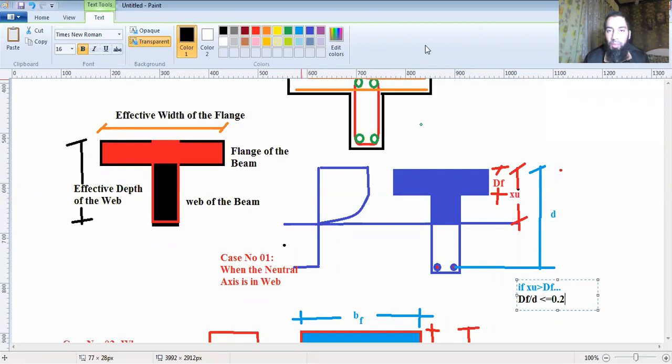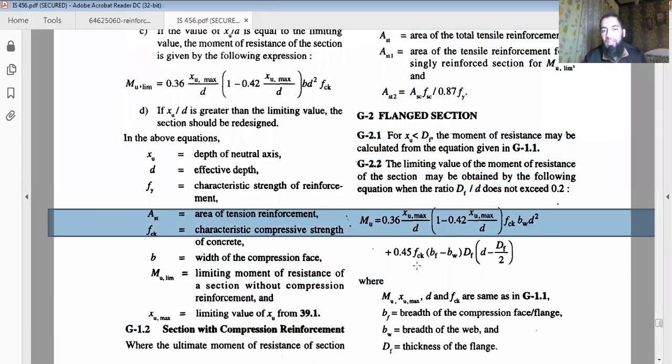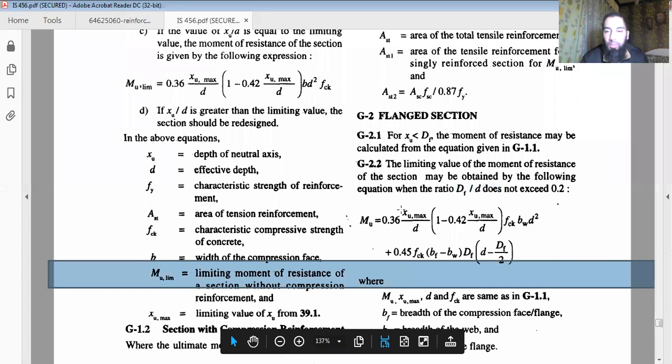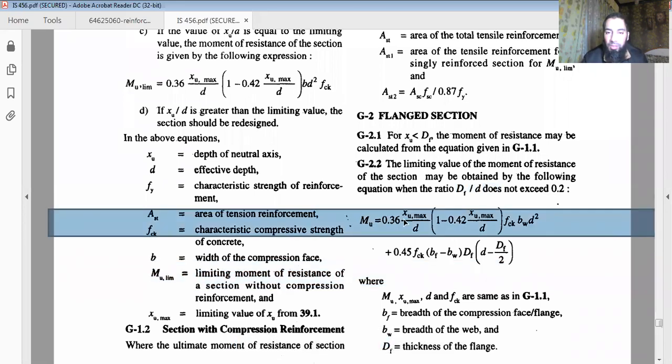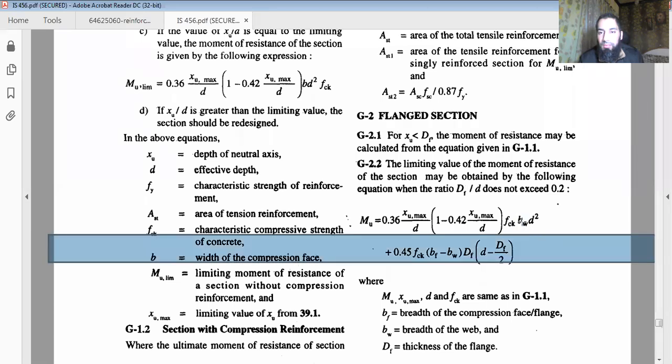So in that case what do you have to do? Your Mu is given by this equation. Now, if you recall, Mu is equal to 0.36 xu max by d, 1 minus 0.42 xu max by d, fck bw d square. You already had this equation here, so this equation is repeating here. But the only thing which is changing is that there is bw here in this case.